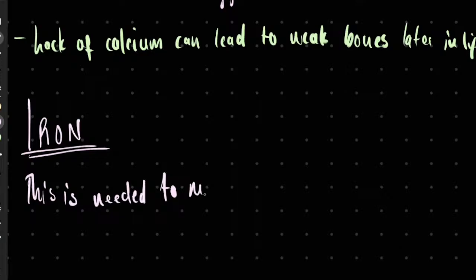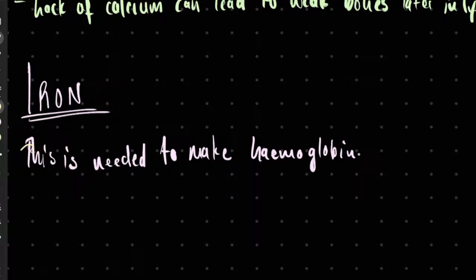To make hemoglobin. This is needed to make hemoglobin. Hemoglobin is the one that will carry oxygen around your body. So right here to say iron is needed because your body cannot produce hemoglobin if there is no iron. So your body needs iron to make hemoglobin.